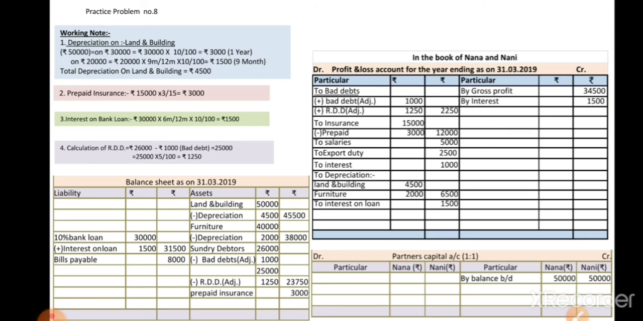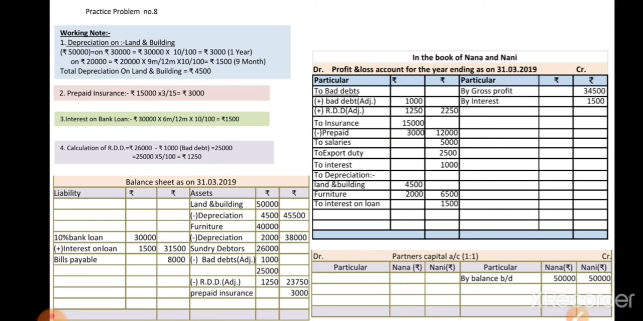Here there is also a working note shown to you in the slides on how it is calculated. 26,000 is the total amount of debtors. We deduct the bad debts in the trial balance, that is 1,000, so we get the amount of rupees 25,000, and on 25,000 we calculate the 5%, that is 1,250. I hope your concept of the fourth adjustment is also cleared. Now next and last adjustment, that is the fifth.